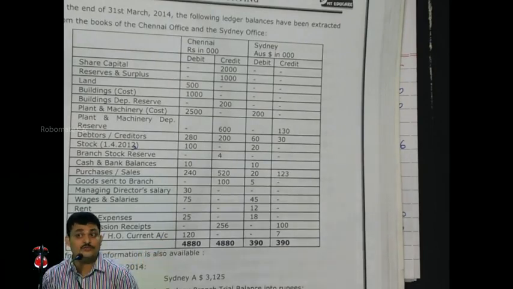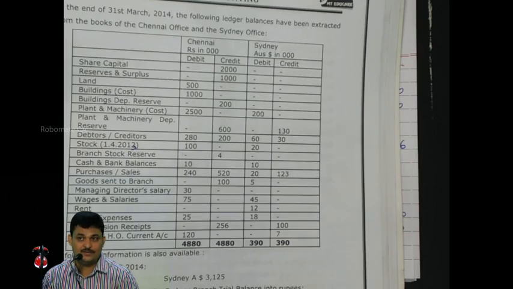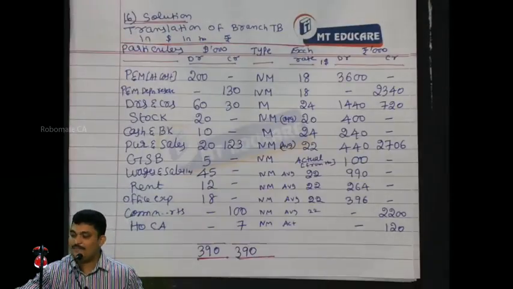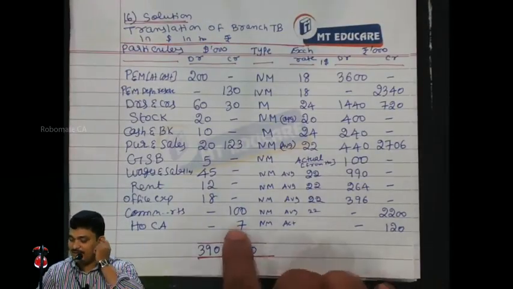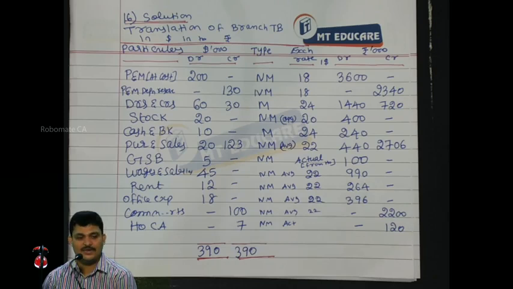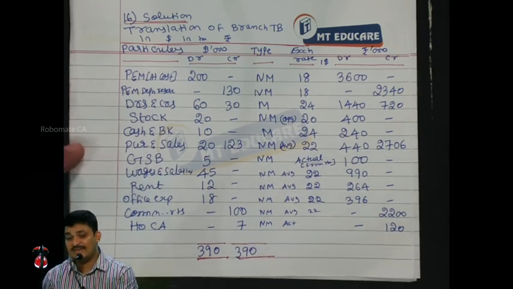But we presume there is no in-transit item. That is implied. Unless otherwise mentioned, there is no in-transit item. Correct? So thereby balance is same, is what we believe. So again 7, the value is 120. This information has been picked from head office, Chennai trial balance. Correct? Now see which side is greater.